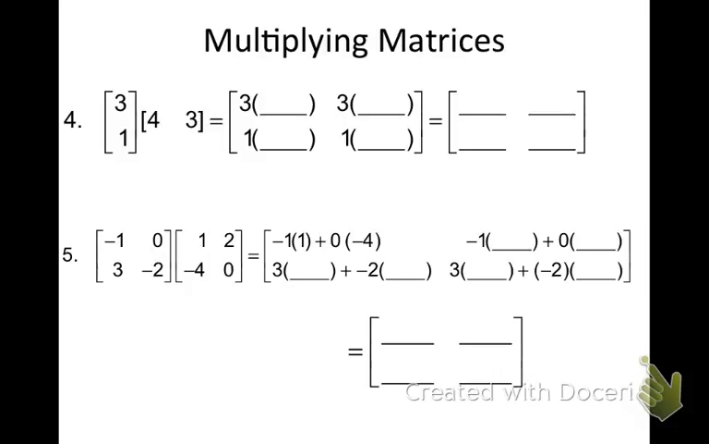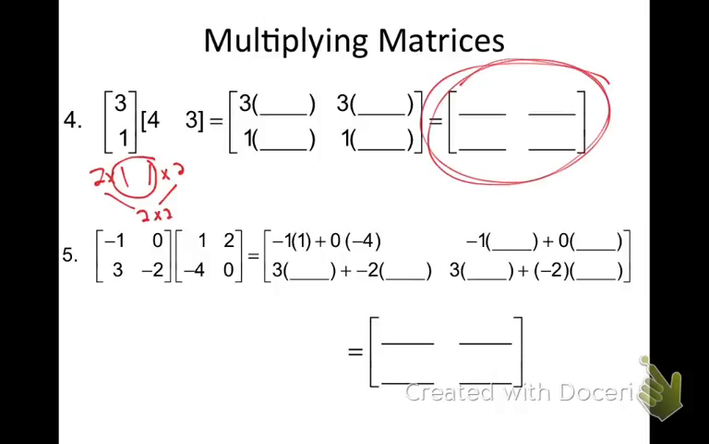Let's try number 4. Number 4 is a great one here. What are the dimensions of the first matrix here? This is a 2 by 1. What are the dimensions of the second matrix? Can I multiply those? And what's my resulting matrix going to be? So my answer should be a 2 by 2 matrix. So notice that's 2 by 2.